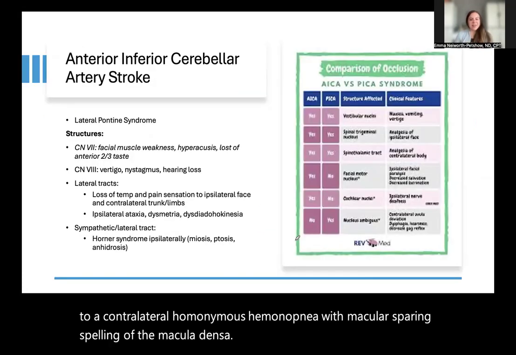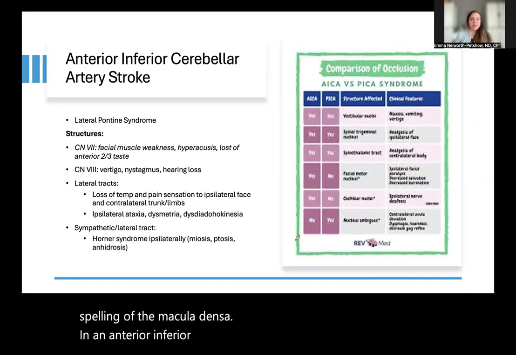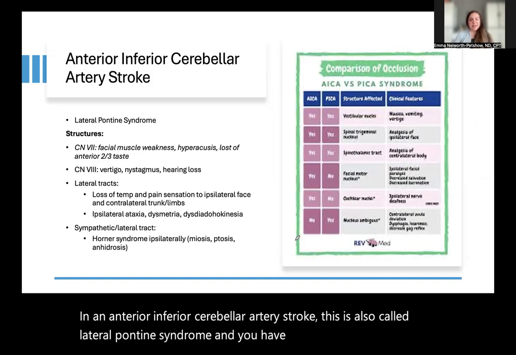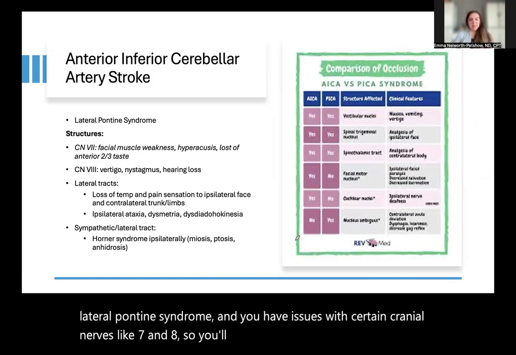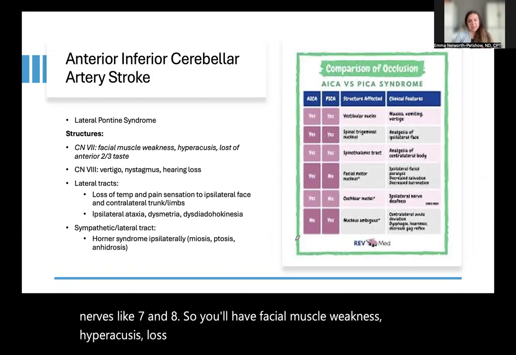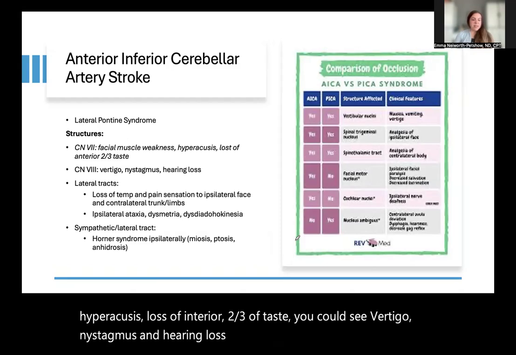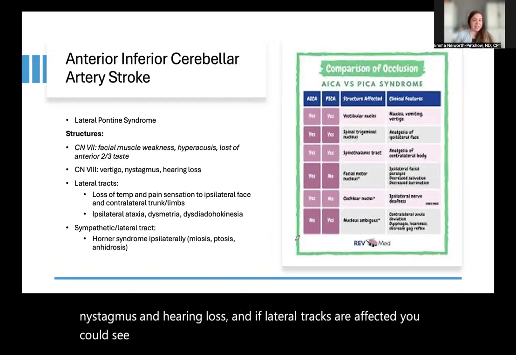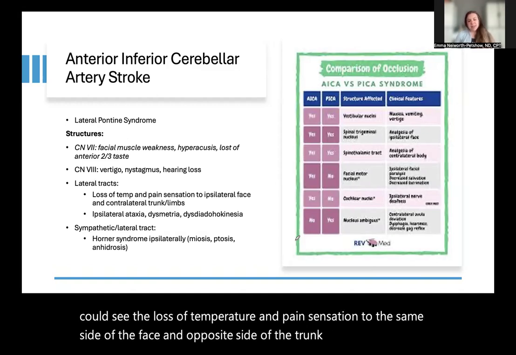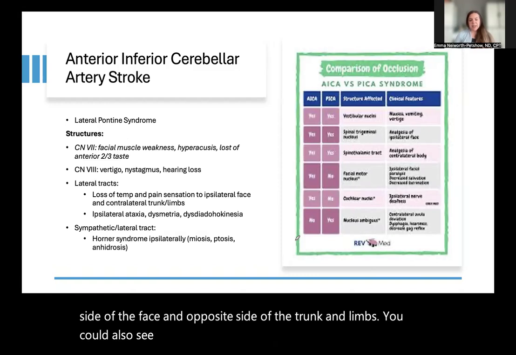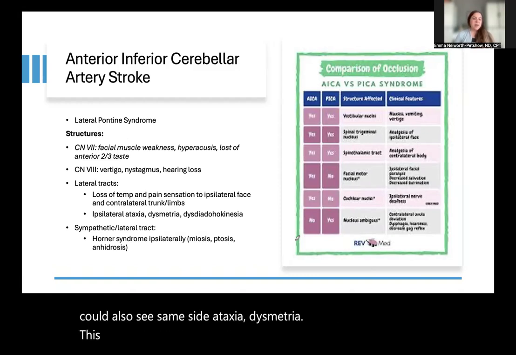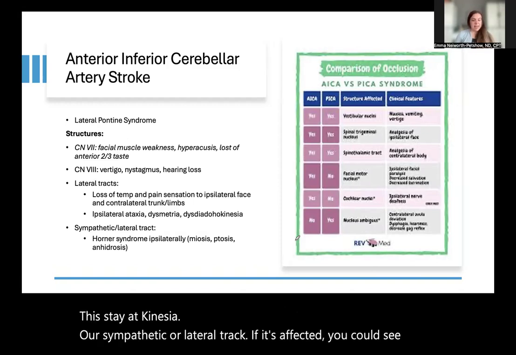In an anterior inferior cerebellar artery stroke, this is also called lateral pontine syndrome, and you have issues with certain cranial nerves like 7 and 8. So you'll have facial muscle weakness, hyperacusis, loss of anterior two-thirds of taste. You could see vertigo, nystagmus, and hearing loss. And if lateral tracts are affected, you could see the loss of temperature and pain sensation to the same side of the face and opposite side of the trunk and limbs. You could also see same-side ataxia, dysmetria, and dysdiadochokinesia. If the sympathetic tract is affected, you could see a Horner syndrome ipsilaterally, same side, with miosis, ptosis, and anhidrosis.